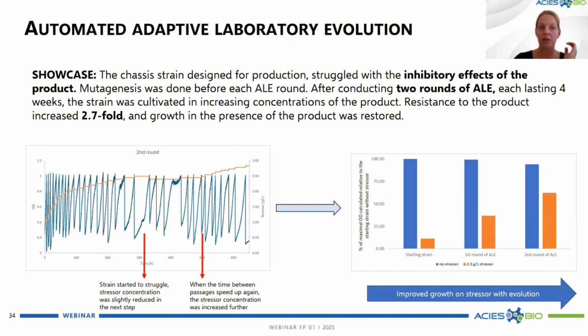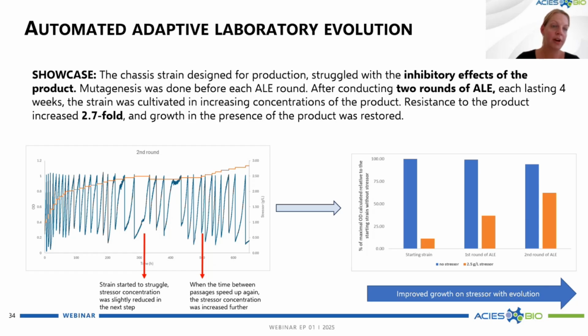With the first, we got to some kind of plateau, and we couldn't increase the concentration of the stressor anymore. And when we tested this strain on the shake flask scale, we saw that it grew better than the parent strain in the presence of the stressor, but the growth was not ideal yet. So there was a second round of ALE with the same stressor. And as you see here on the chart, the first steps of increasing the stressor concentration are actually really fast because the strain is not really struggling.